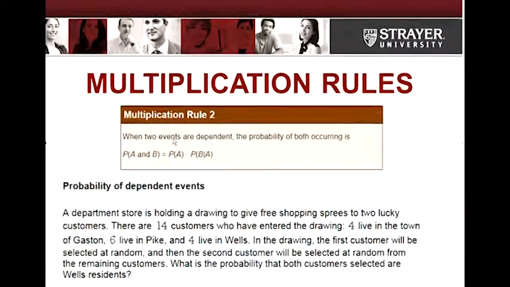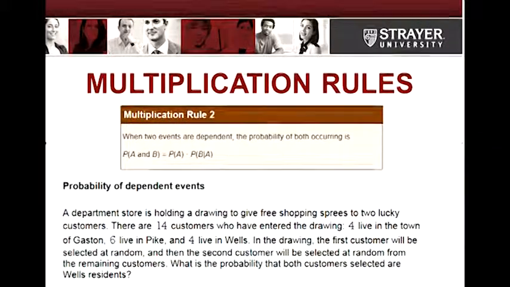Now, if your events are dependent, then the probability of both occurring, the probability of A and B, is the probability of A times the probability of B given that A happened. It's important, if your events are dependent, to take into account the fact that you're only worried about the case where B happened after A.